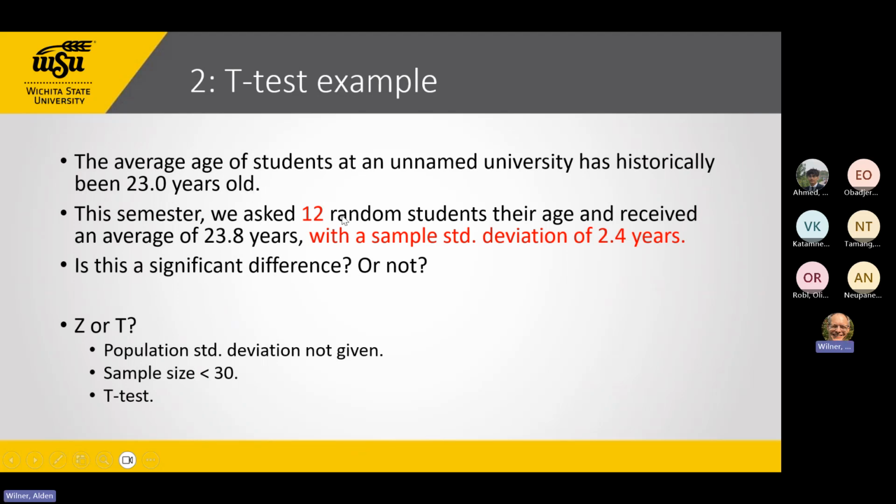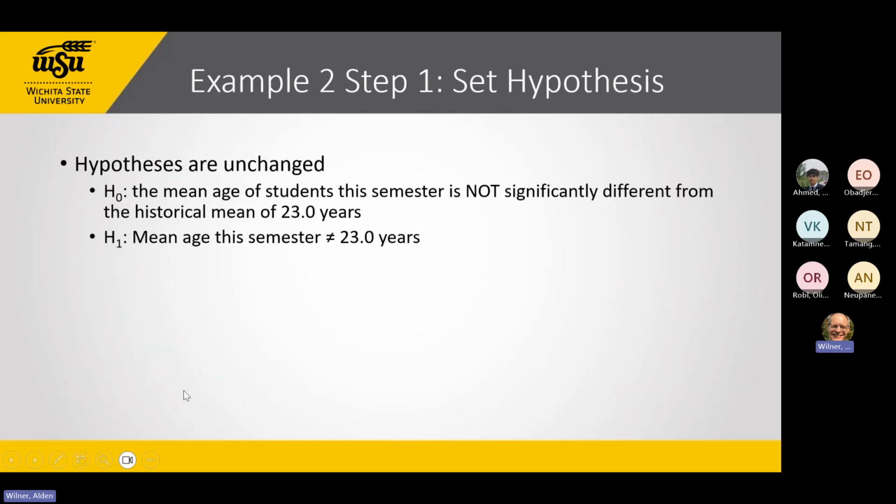T-test example. This semester, we don't know what the standard deviation is. We only asked 12 students. We got a standard deviation of 2.4 years in our sample. Right? We don't know what the overall is, right? In this case, we don't know the standard deviation of the population. Our sample size is less than 30. We're going to use a t-test. The hypotheses are unchanged.